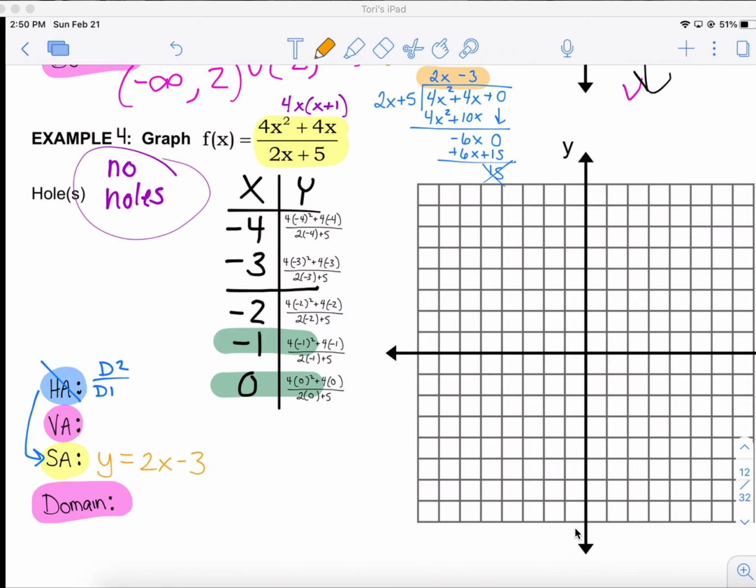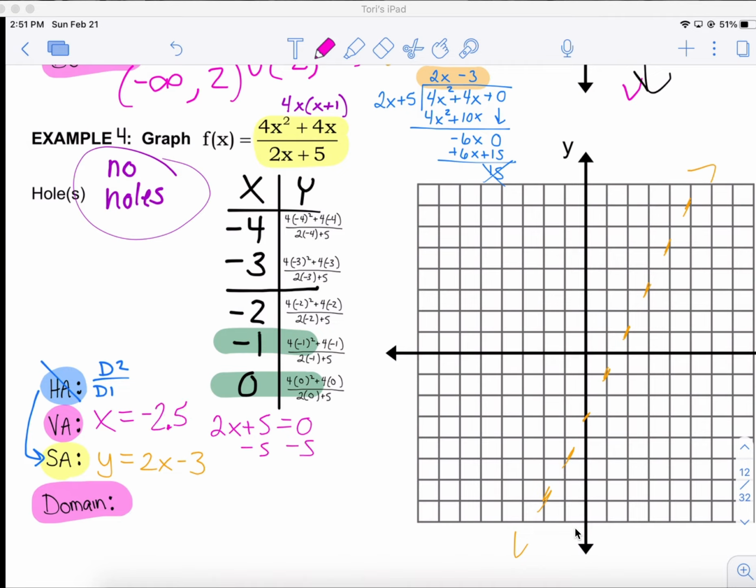Let's go ahead and graph that real quick. So minus 3 is here, and we are going rise 2, run 1. All right, so there's my slant asymptote. Vertical asymptote is anything that would make the bottom equal to 0. So if I do 2x plus 5 equals 0, I would subtract the 5 and then divide by 2. So x cannot be negative 5 over 2, or if that's easier for you to say, negative 2.5.